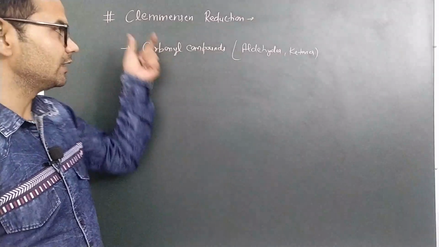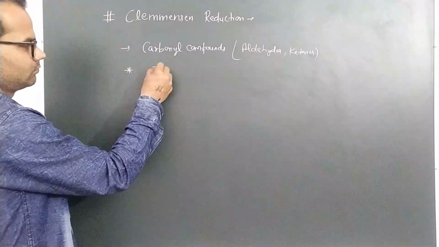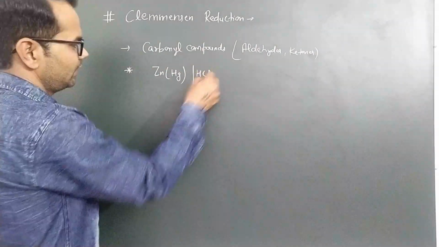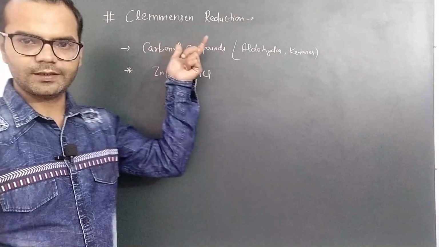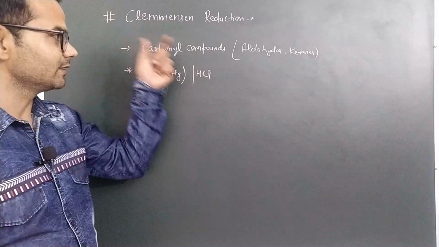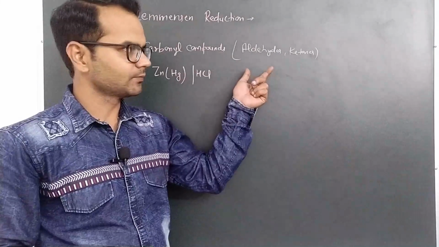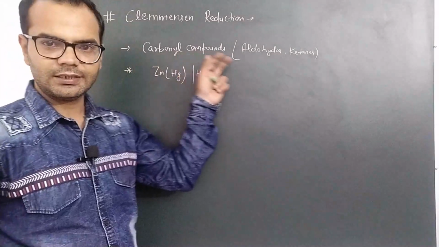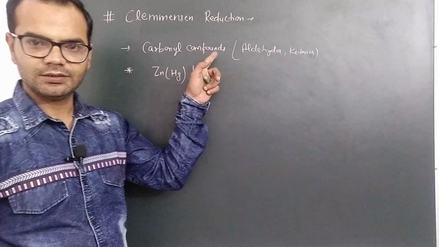So the condition used in Clemmensen reduction is zinc amalgam with hydrochloric acid, HCl. So this is the condition of a Clemmensen reduction, and in this reduction carbonyl compounds are directly reduced to their corresponding alkanes in one step. So conversion of carbonyl compounds directly into alkanes in one step, that is a Clemmensen reduction.